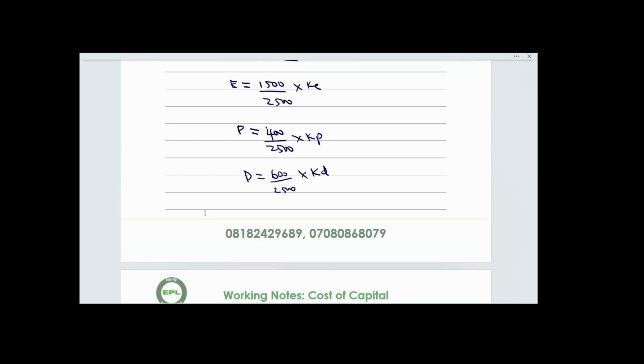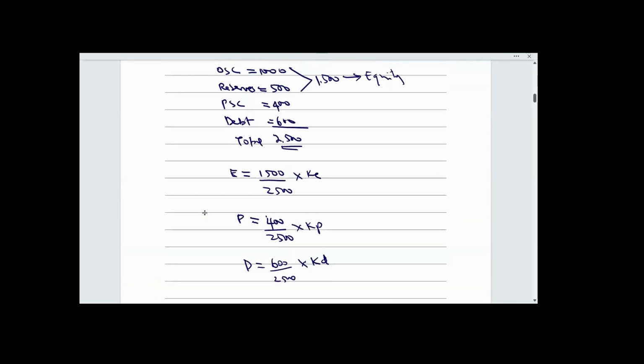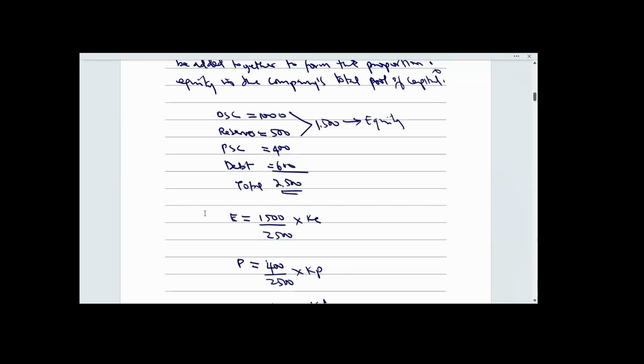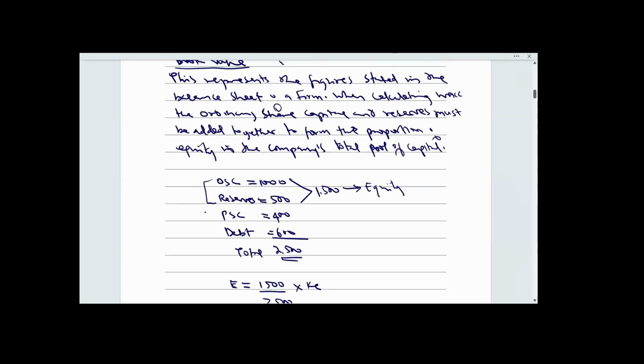So the bottom line is that whenever you want to calculate WACC using book value, you are expected to add together ordinary share capital and reserves to form the proportion of equity. All right, so that's what I've explained here. So note that. Now, you can only use book value to calculate weighted average cost of capital if examiner is specific, if you are required to do so.